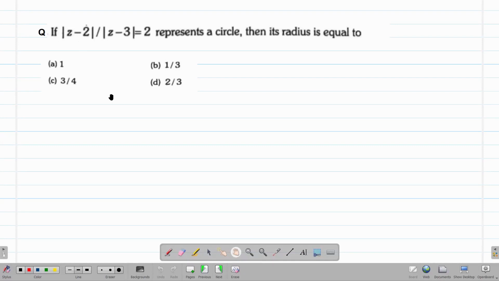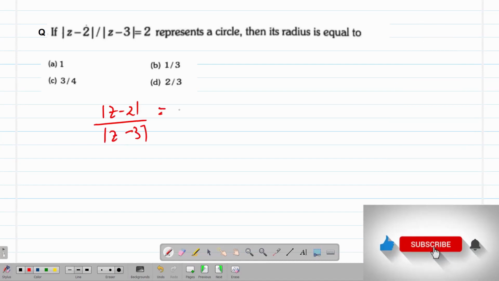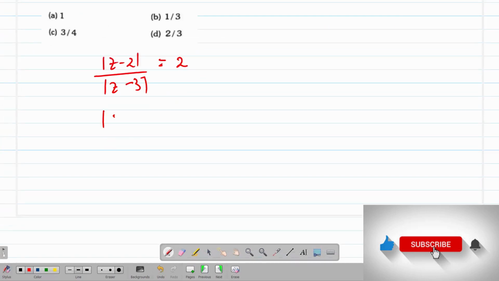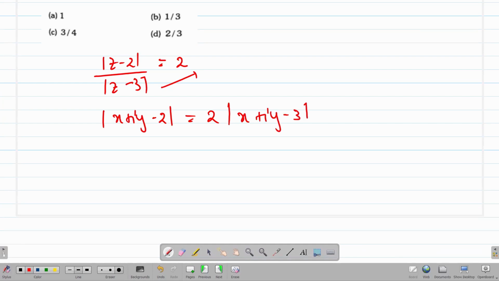Now here, what is given to us is that mod of (z minus 2) upon (z minus 3) is equal to 2. It represents a circle, because this k is not equal to 1, this k is 2, so obviously this is a circle, but we have to find the radius of that circle. So just replace z by x plus iota y, separate real and imaginary parts. I just take this to this side. This is x minus 2 plus iota y. This is x minus 3 plus iota y.